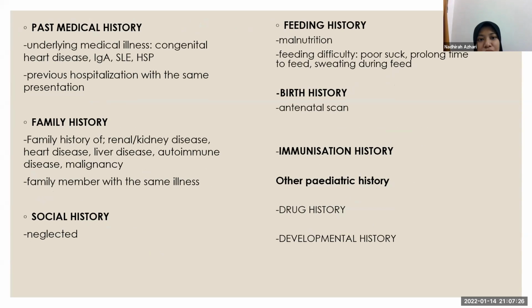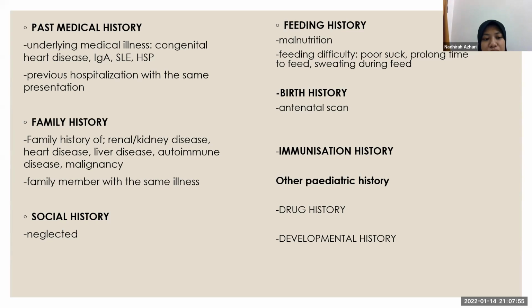Okay, so for the past medical history, we need to ask whether the patient has any underlying medical illnesses such as congenital heart disease, IgA, and then is there any previous hospitalization with the same presentation? And then for the family history, we need to ask, is there any family history of renal or kidney disease, heart disease, liver disease, autoimmune disease, malignancy, and then is there any family member presented with the same illness?